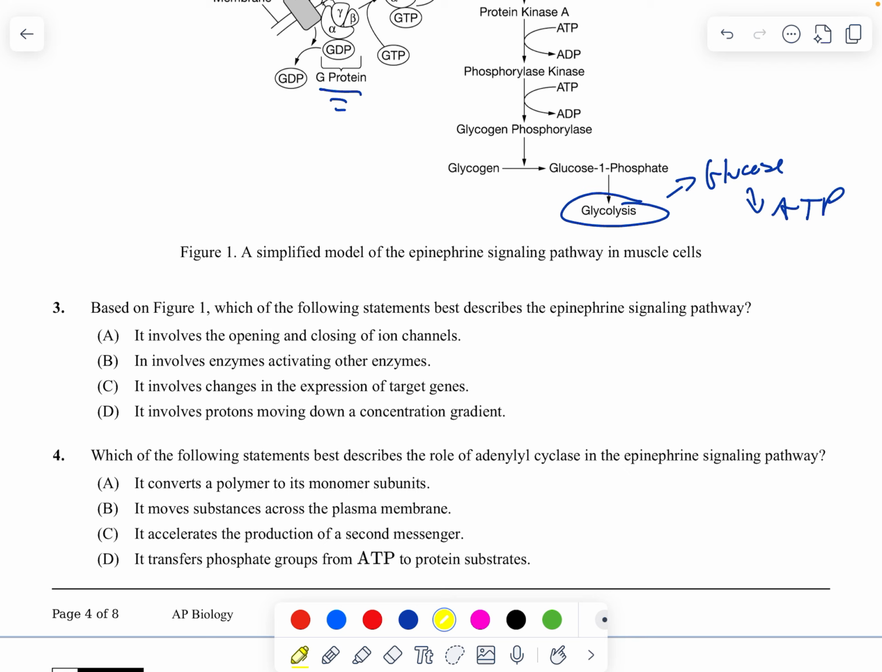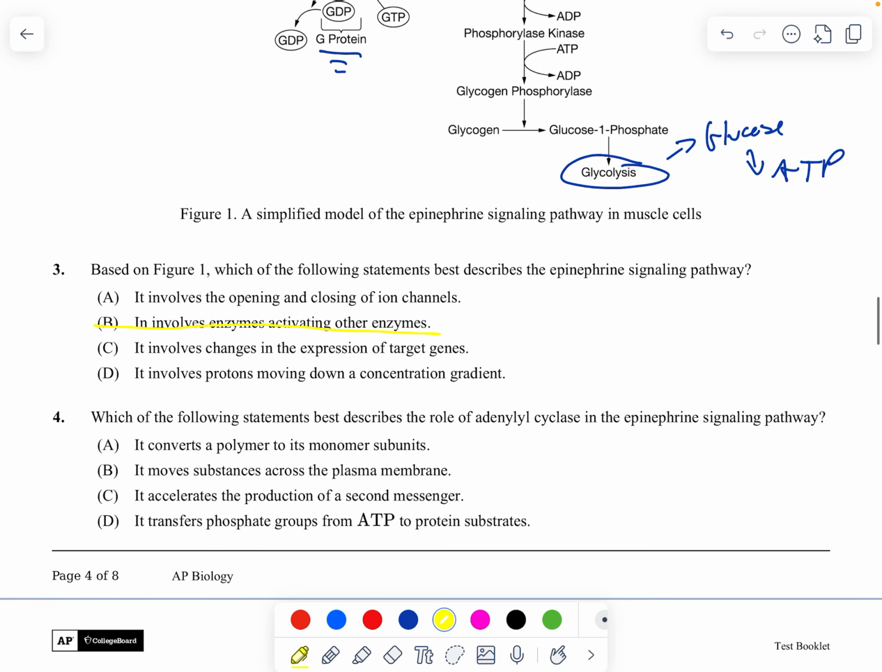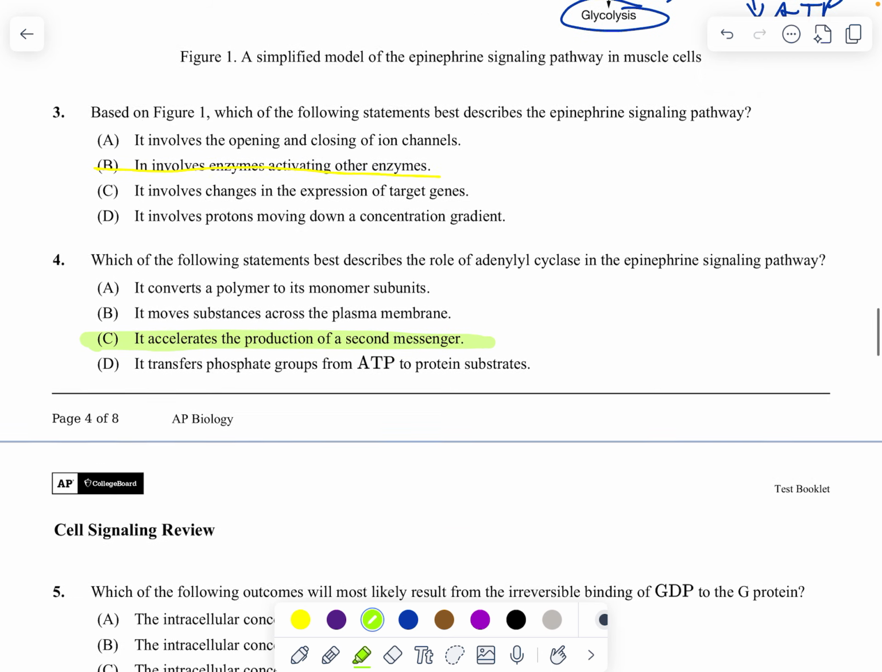All right, so for number 3, based on figure 1, which of the following statements best describes the epinephrine signaling pathway? The answer is B right here. It involves enzymes activating other enzymes, right? Kinase activating phosphorylase kinase. Number 4, which of the following statements best describes the role of adenylyl cyclase in the epinephrine pathway? It accelerates the production of the second messenger, which we already labeled.